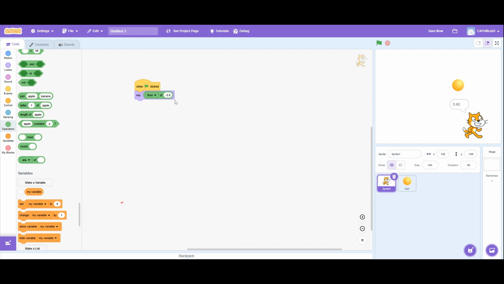Next, we have floor. This rounds the number down. So here, if you round negative 5.6 down, you're going to get negative 6. And ceiling rounds it up. So if you put negative 5.6 and you round it up, you get negative 5.